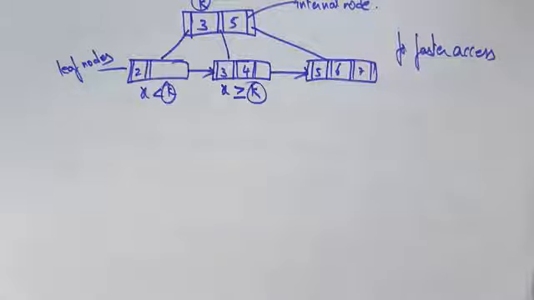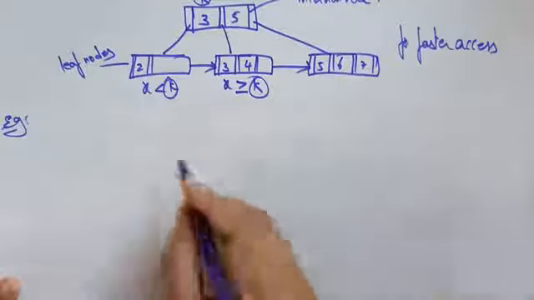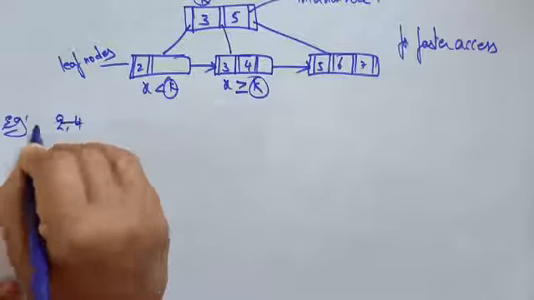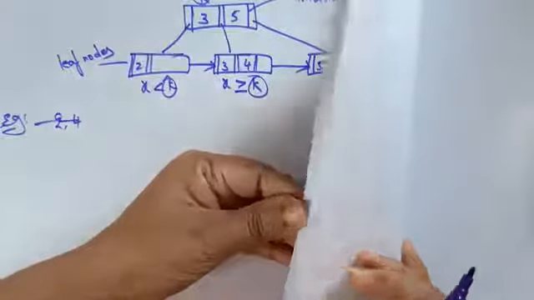Now let's see an example on these B plus trees. Then you will understand what exactly it means. Let me take one example. I am taking an example, 2, 4. Let me take a fresh page.